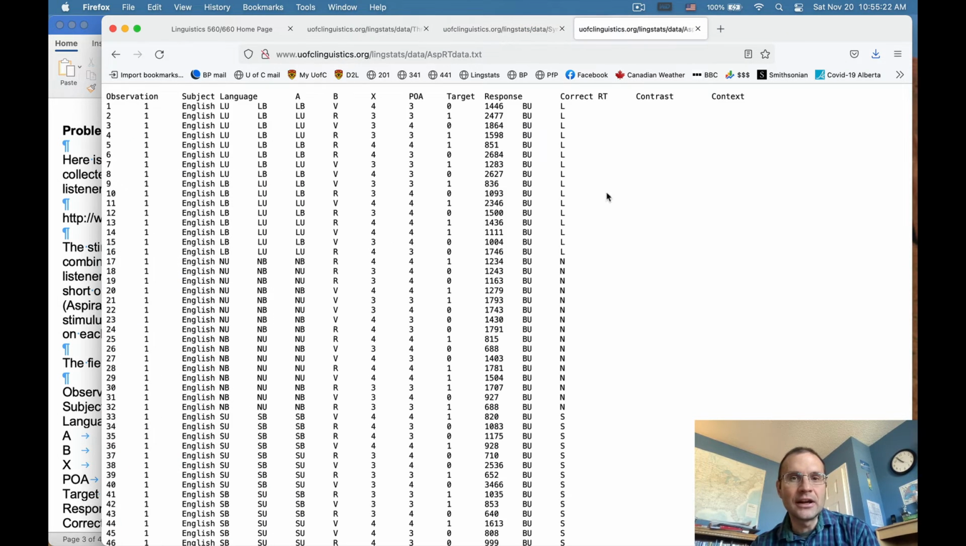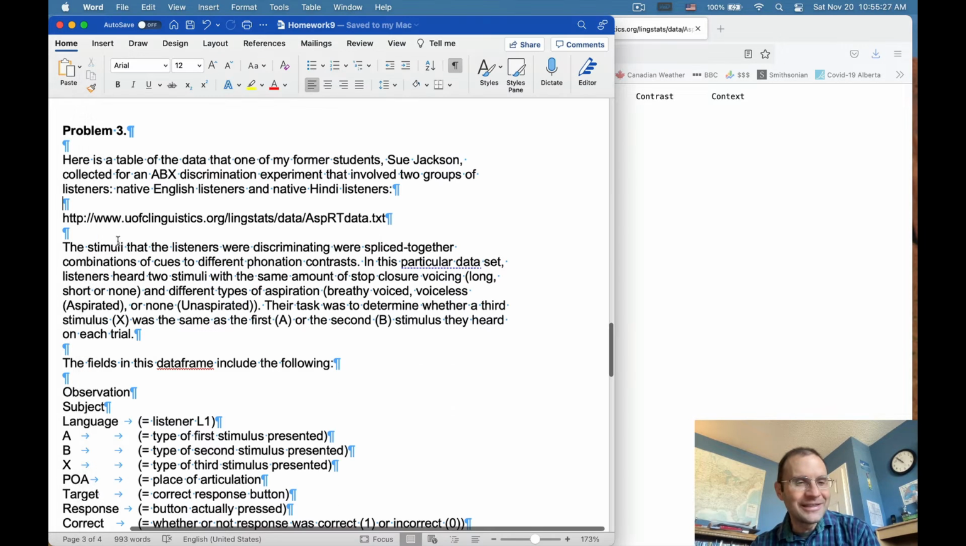So this data is here. There's a lot of fields in it. So there's a fair amount to worry about in it, but where does it all come from? What this is showing you is the results of this discrimination experiment where listeners were discriminating spliced together combinations of cues to different phonation contrasts.